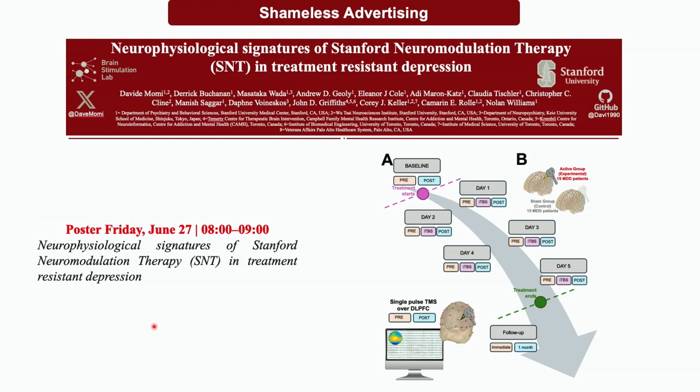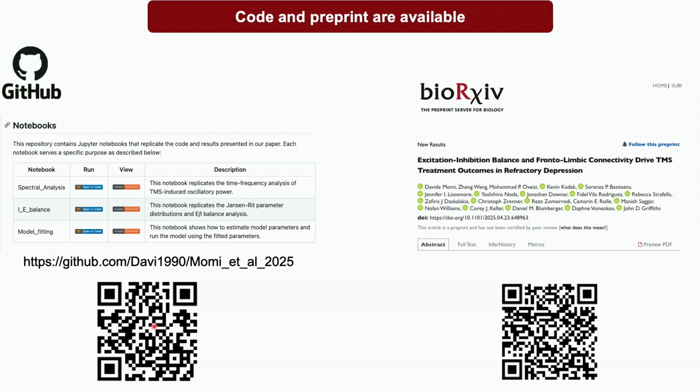With this being said, I will also have a poster on Friday of the work that I'm doing at Stanford with the Nolan-Williams clinical trial and TMS-EEG measures, and we are also planning to introduce some modeling down the line. And everything that I showed you is on GitHub. This is the bioRxiv, and this is the code for replicating the results that I showed you today.